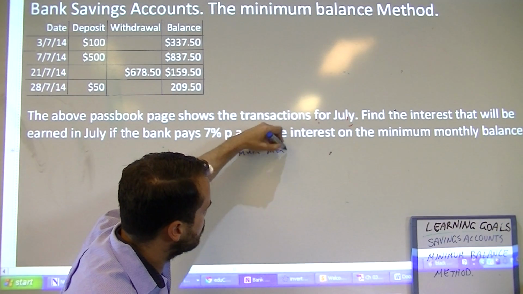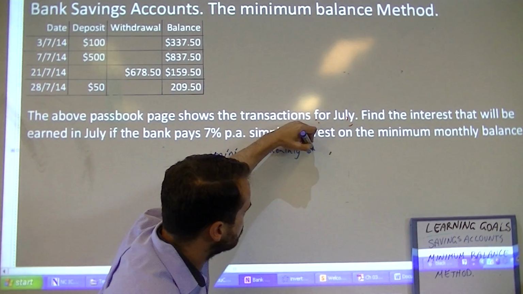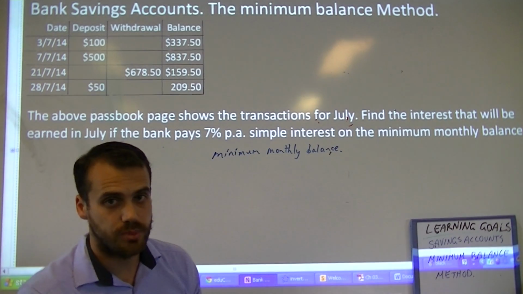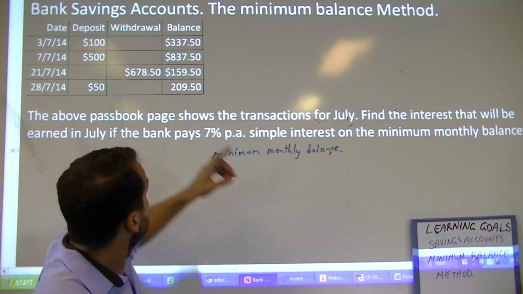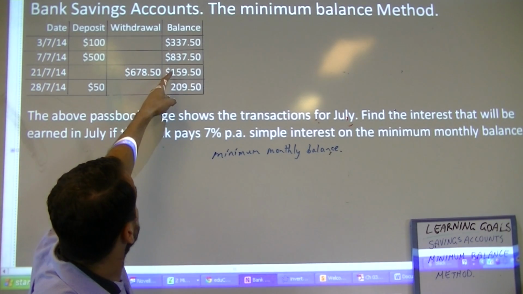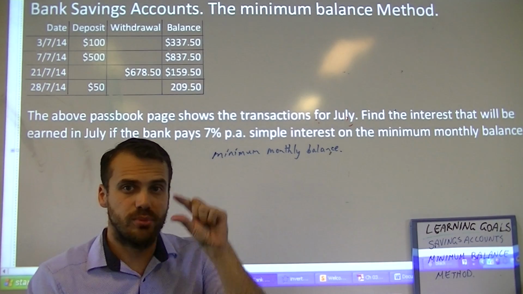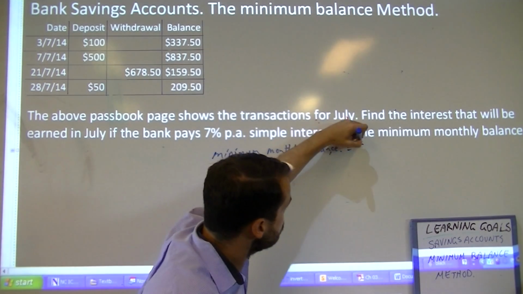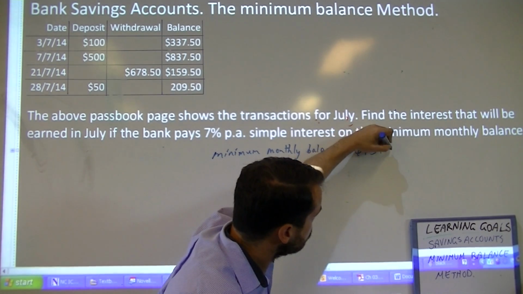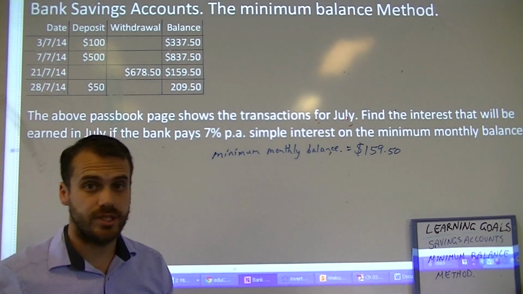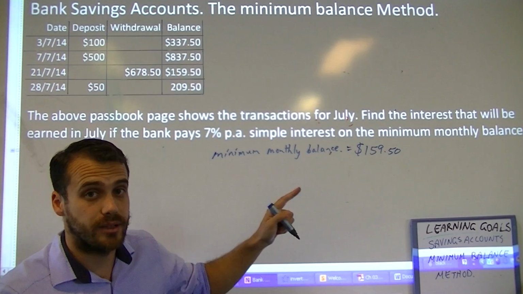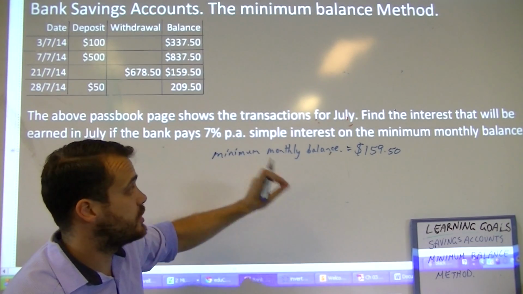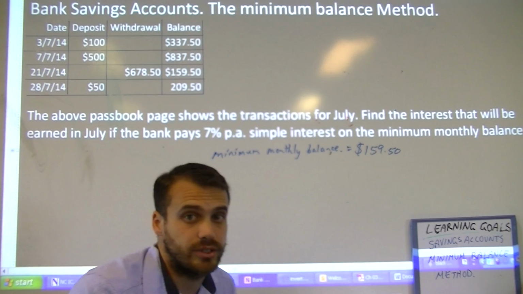Minimum monthly balance. What's the smallest amount that they had in their account? You can see that from the 21st of the 7th to the 28th of the 7th, the smallest amount they had was $159.50. All interest is going to be calculated on that amount. None of the rest of these numbers mean anything. We're only interested in the minimum balance, $159.50.